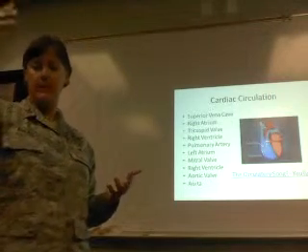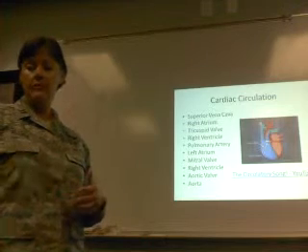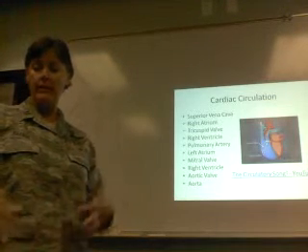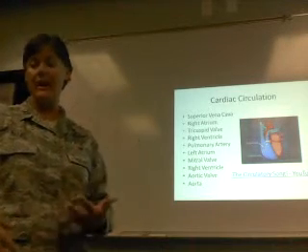Okay, so cardiac circulation, we've already covered this. It goes from the superior vena cava to the right atrium, through the tricuspid valve, right ventricle, pulmonary artery, left atrium, mitral valve, right ventricle, aortic valve, and then the aorta.